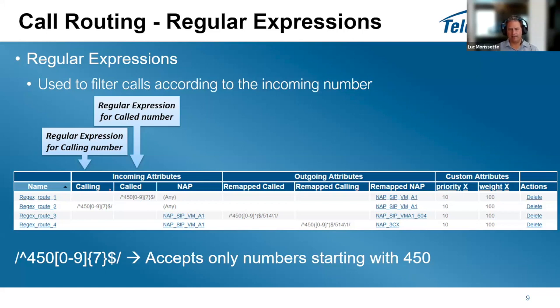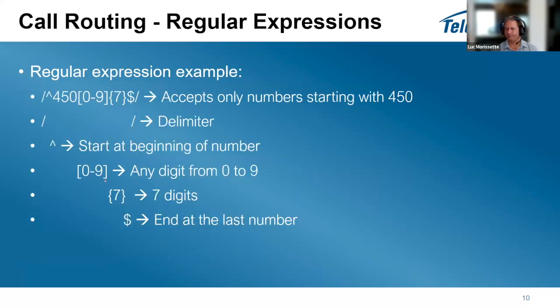When you set up a route like this, you could use an app which is any, meaning I don't care where the call is coming from. I just want to route this number. So you can put any, but you could also have a regular expression specifically for a network as well. So this example of a regular expression accepts only numbers starting with 450. This can be set for called number or calling numbers. So this is the example I just showed here, 450. So the number needs to start with 450.